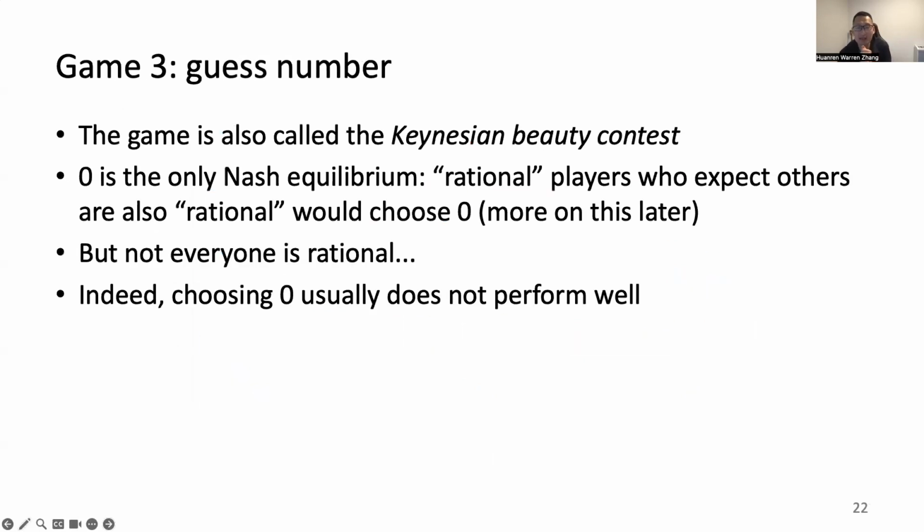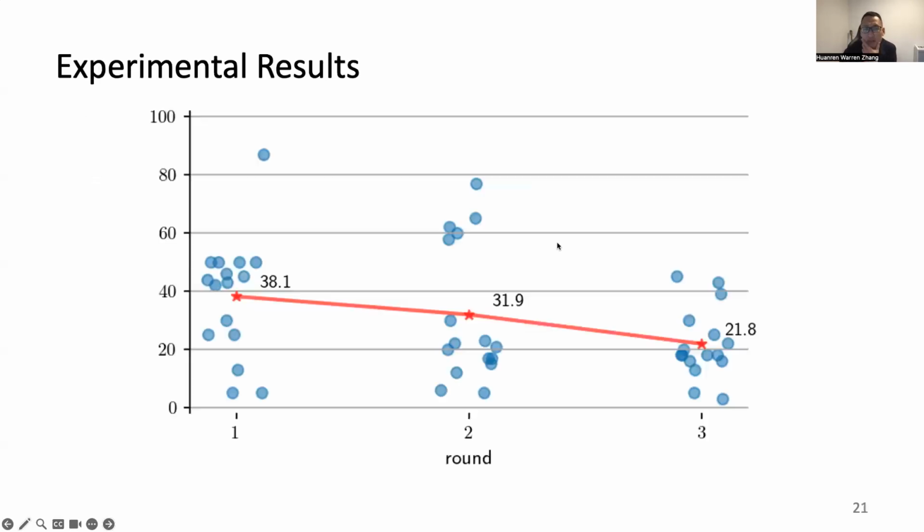Okay, so this actually shows that not everyone is rational, and indeed choosing 0, which is the number predicted by Nash equilibrium, usually does not perform well. So none of the participants who participate in a similar game like this, choosing 0, would have won this award. Okay. Now let's just try to understand what is going on here, right?